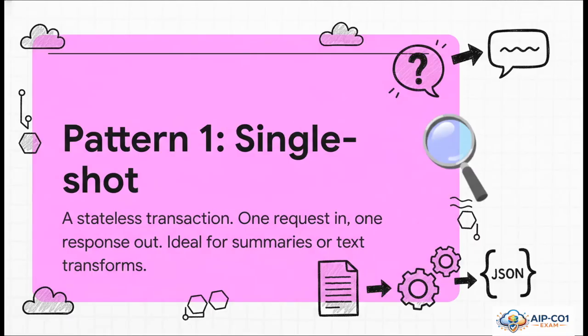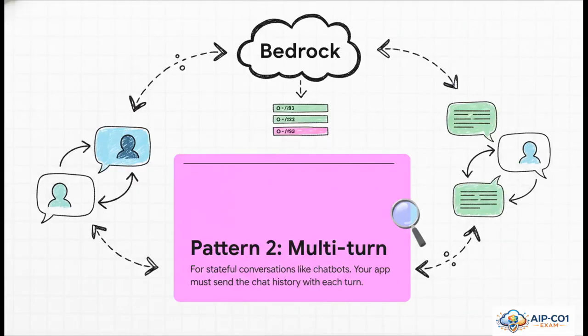The simplest pattern is what we call single shot. It's exactly what it sounds like. You ask one question, you get one answer back. It's a clean, simple transaction, perfect for tasks like summarizing an article or maybe reformatting some text. One and done. But for a chatbot, you need a conversation, right?